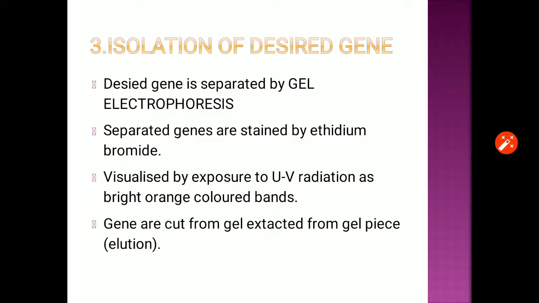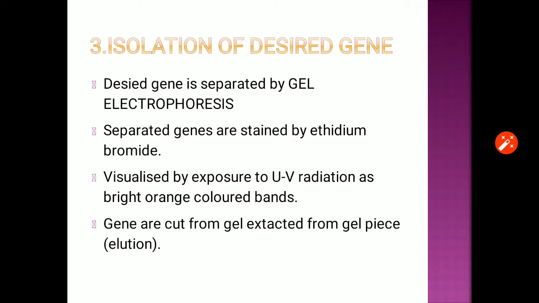Now when we create the positive charge, the negatively charged DNA strands or the genes will start moving towards the anode, and on the basis of density and size, the genes will get separated on the gel plate.